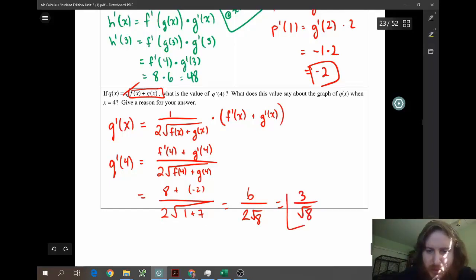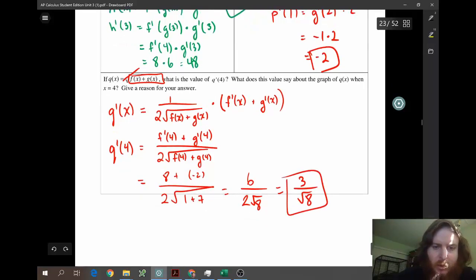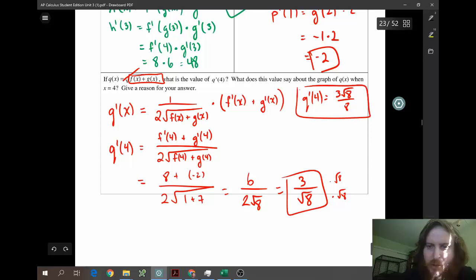And that's the answer. You can box that. If you wanted to, you could also rationalize it, times square root of 8 over square root of 8. So you could say q prime of 4 equals 3 radical 8 over 8. That's maybe a slightly better answer, but they'll both get full credit.